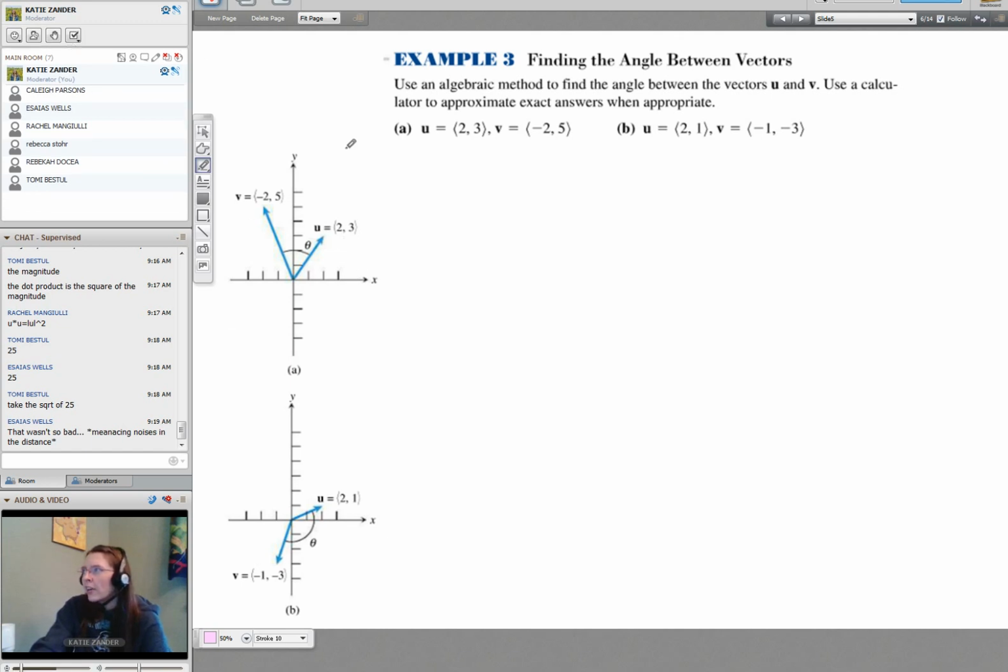So here are the diagrams for A and B, and this is kind of what I was showing you with the hands there. You've got a vector u, a vector v. Our goal is to find the direction between them, so this theta piece. So we're going to start by finding the dot product first. So let's start with part A. What do you guys get as the dot product in part A?